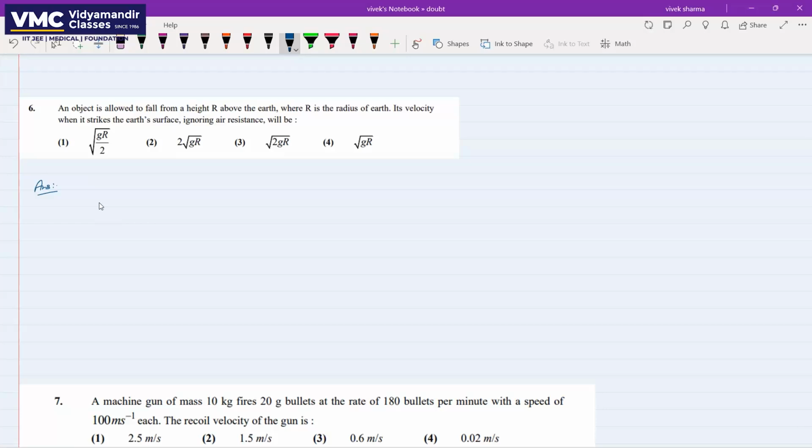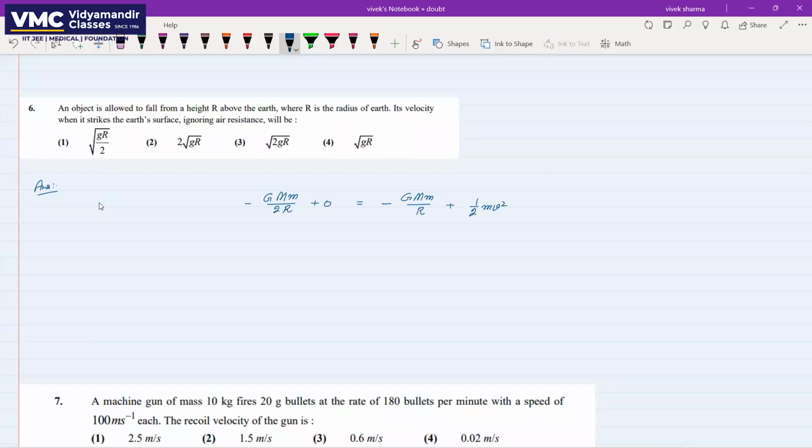ऑब्जेक्ट हमने r हाइट से, अर्थ की सरफेस से r हाइट से रिलीज किया. वहां पर ऑब्जेक्ट विल हैव ओनली ग्रेविटेशनल पोटेंशियल एनर्जी, दैट इज g capital M small m upon 2r. Kinetic energy, it is 0, and on the surface of Earth it will have potential energy g capital M small m upon r, and kinetic energy half m v square.